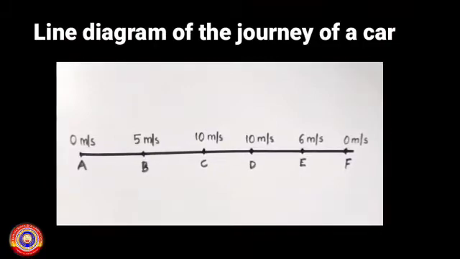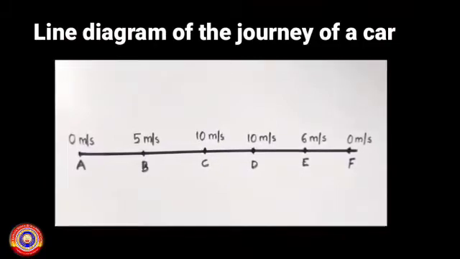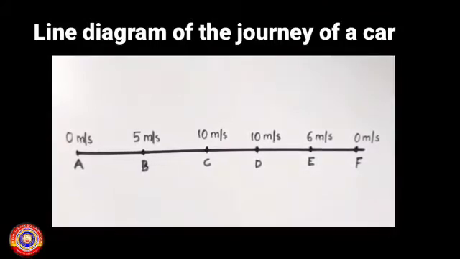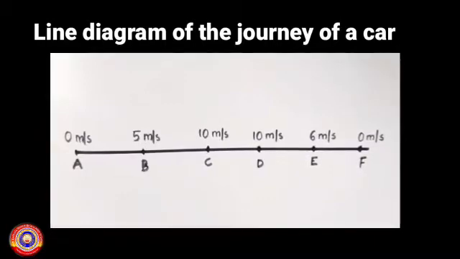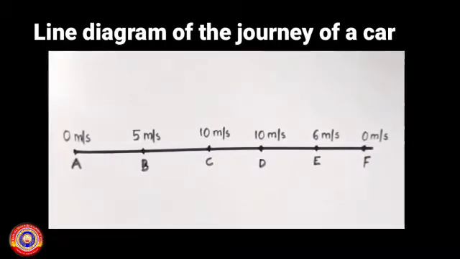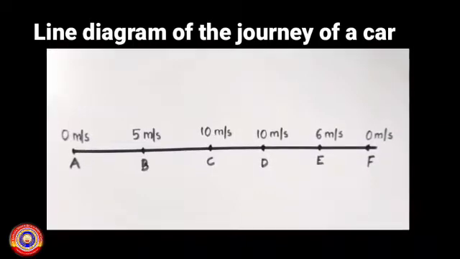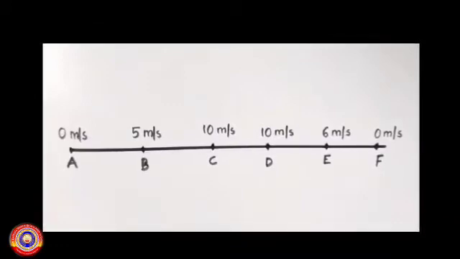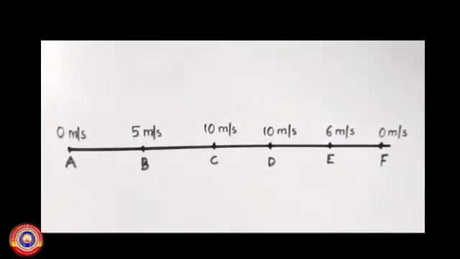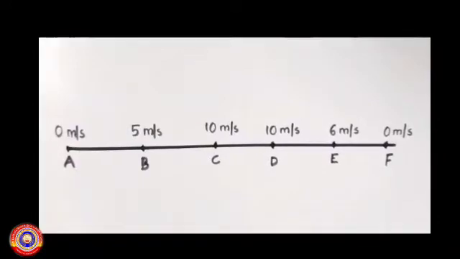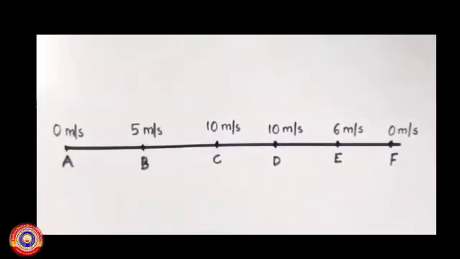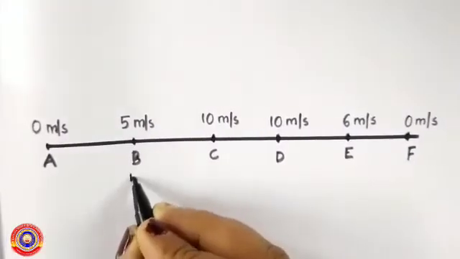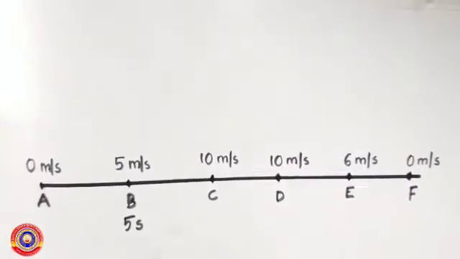This is the line diagram of the journey of a car when moved from the point A to the point F. The journey of the car started from the point A. That is, at A the car is not moving, so its velocity is 0. After that, the car arrives at B, C, D and finally reaches F, and the journey of the car ends here. So the velocity becomes 0. It takes about 5 seconds to reach each point.